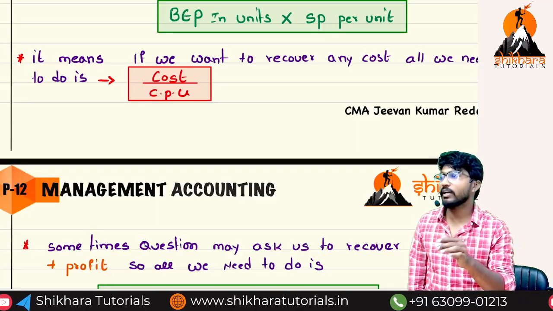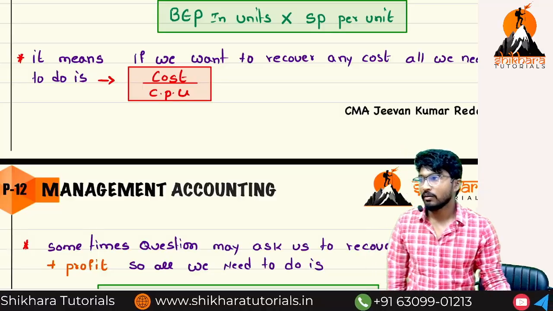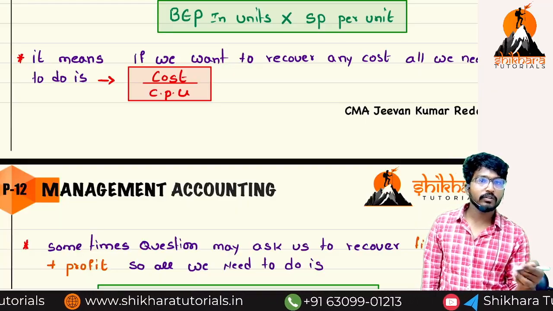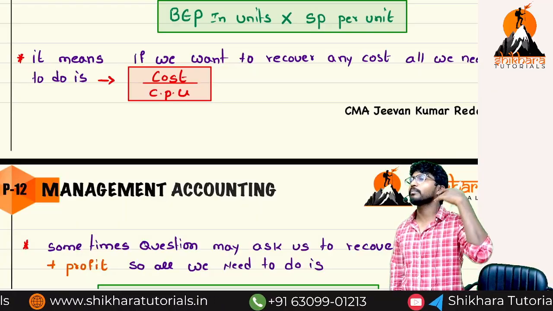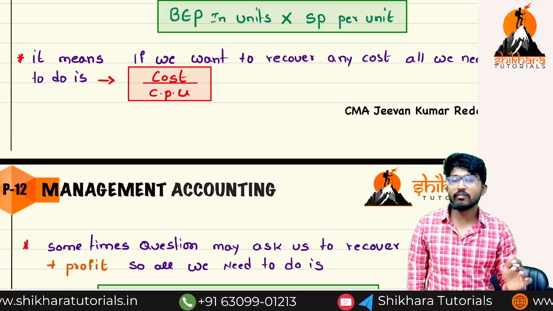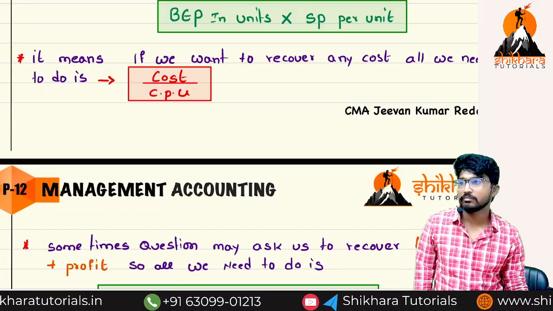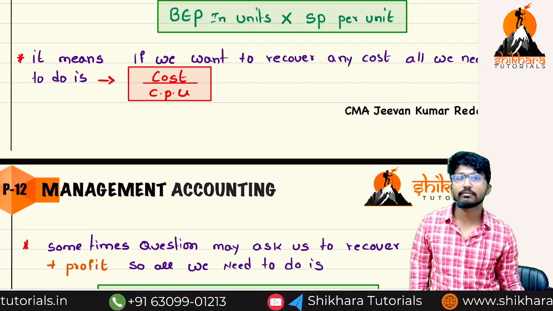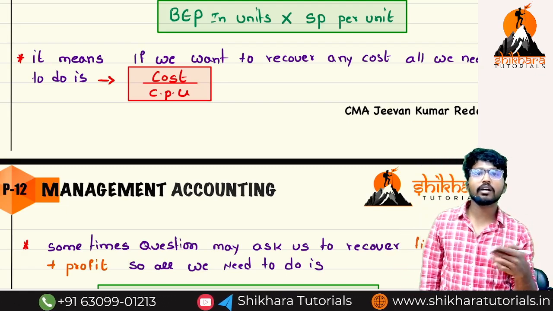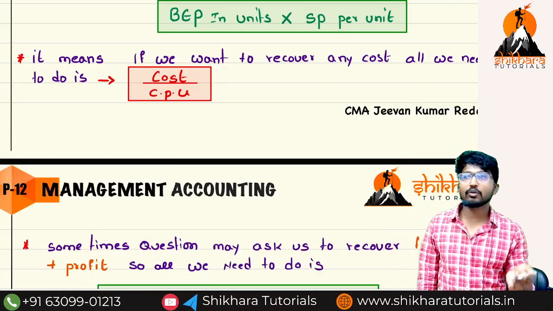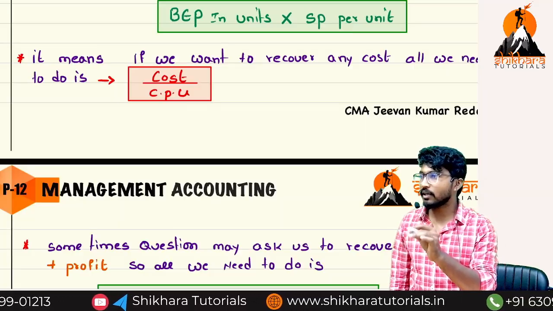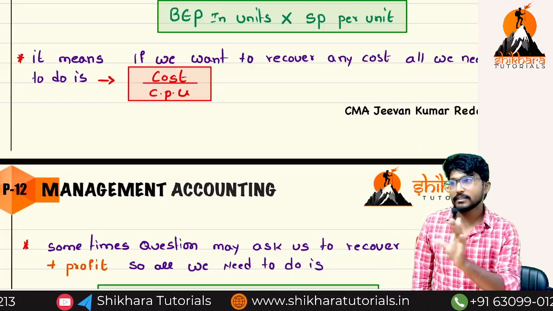For example, I want to recover a cost of 20,000. Over and above fixed cost, I incurred some extra cost, research and development cost. Now I want to recover this research and development cost. My fixed cost is 10,000. Over and above, I incurred 20,000 for research and development. So the total cost I need to recover from sales is 10,000 plus 20,000, that is 30,000.